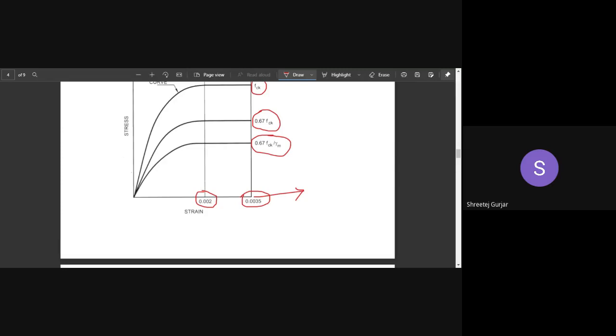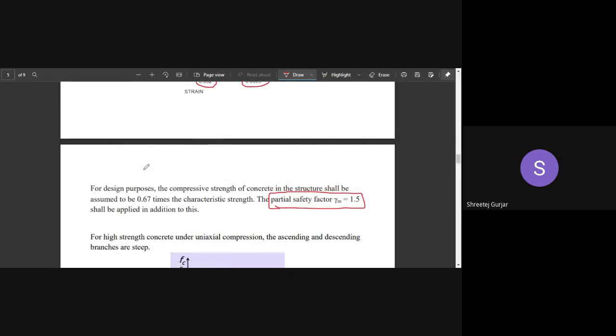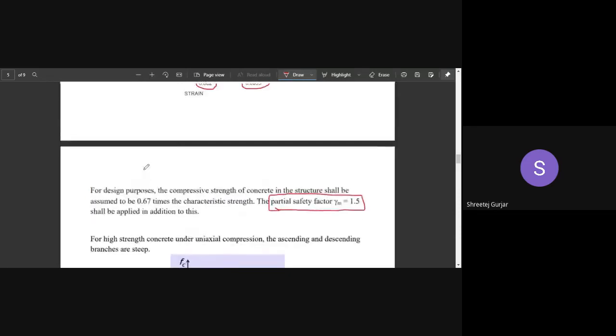1.5 is our partial safety factor. So this will almost be equal to 0.43 FCK. This is what we use in our design, 0.43 FCK. So remember this. This is regarding your normal concrete.